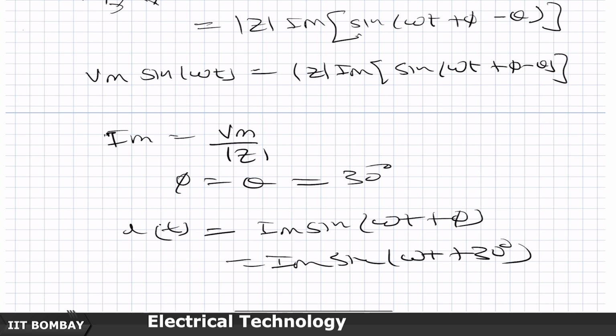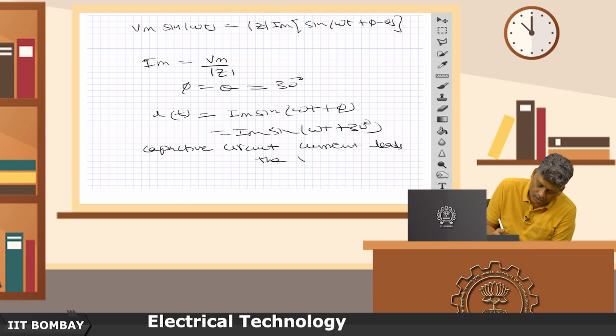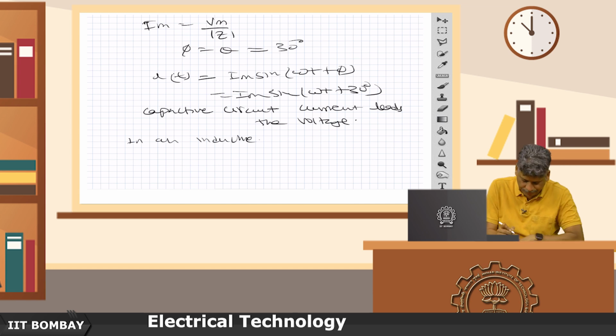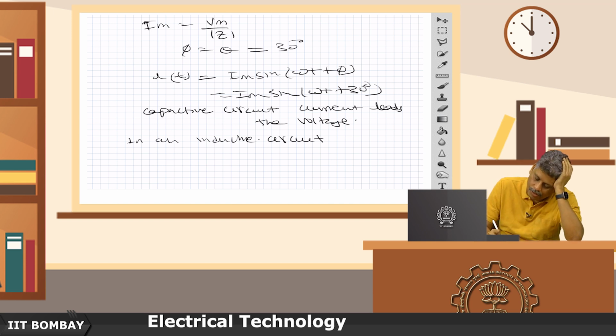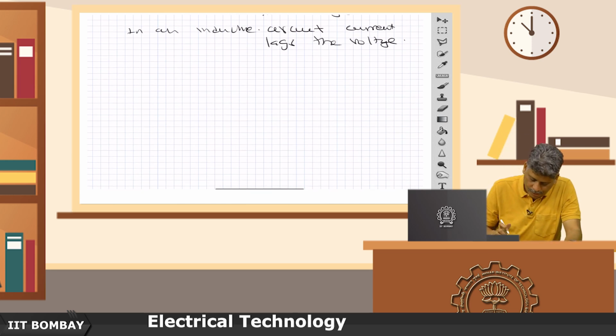So the point I am trying to say is, in a capacitive circuit, current leads the voltage. We have already seen that in an inductive circuit, sinusoidal current lags the voltage. Now let us do a series parallel RLC circuit.